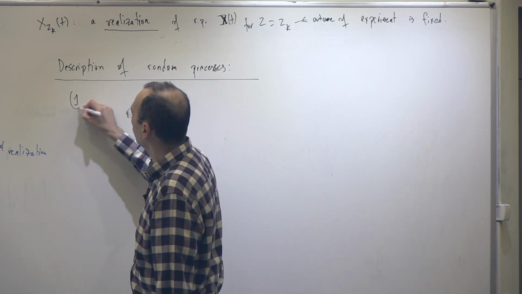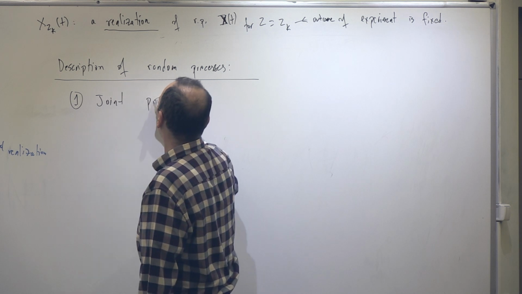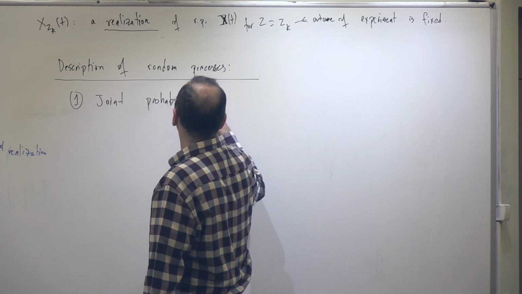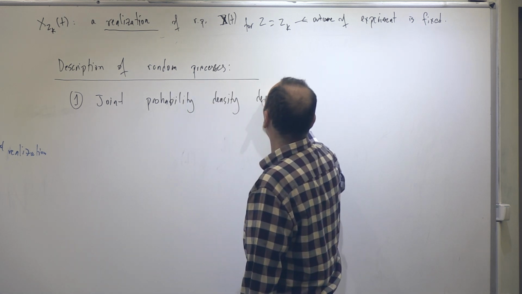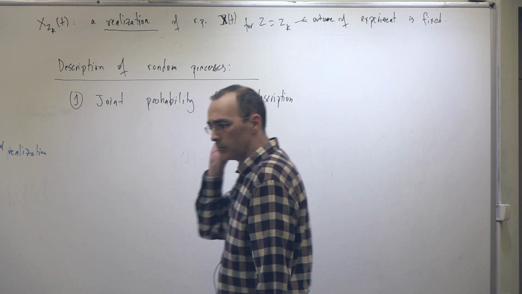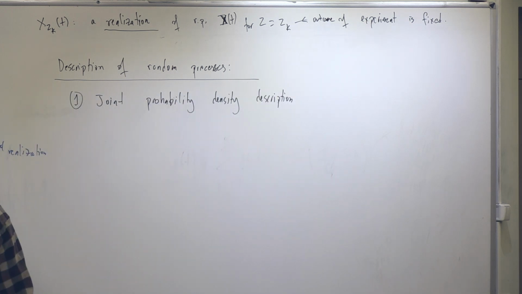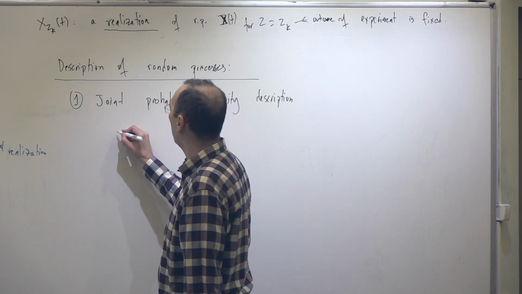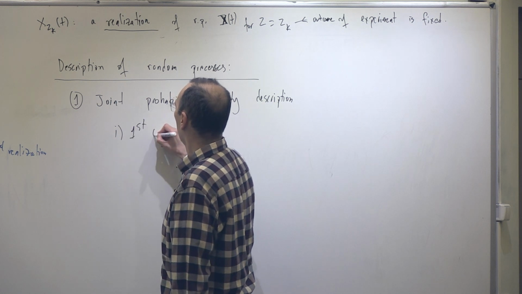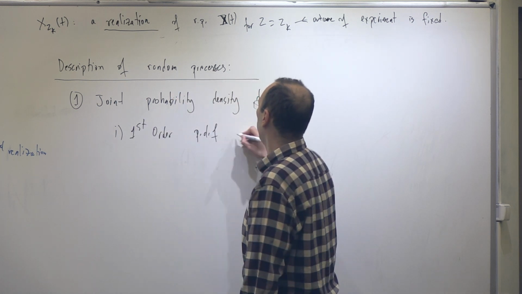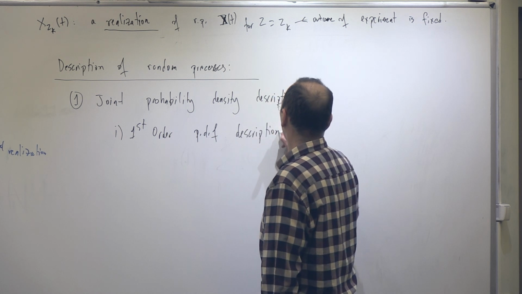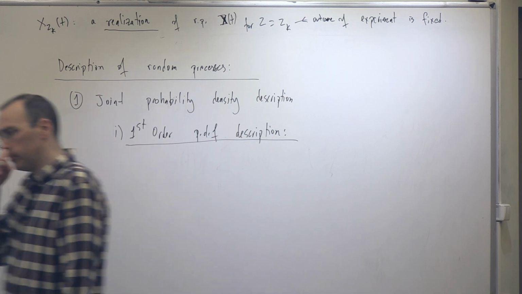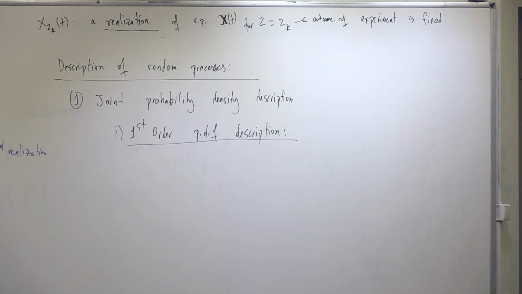So let me have our first model, joint probability density description. So let me see. Let me have, let's say, first order p.d.f. description. First order p.d.f. So this is the reason that you have studied p.d.f.s and other topics. Now let's try to make use of that. First order p.d.f.